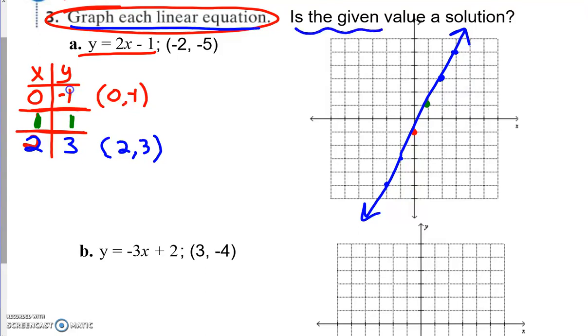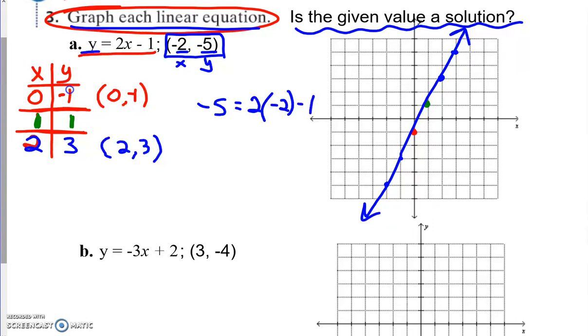Here's the second part. Is the given value a solution? The given value is this point right here. They want to know, is that a solution to this equation? Well, remember, the first value is x and the second is y. So what they want us to do is substitute negative 2 for x and negative 5 for y. So y is negative 5 in this case, equals 2 times x, which is negative 2, minus 1. Negative 5 equals negative 4 minus 1. Negative 5 does equal negative 5. That works. So is the given value a solution? Yes, this is a solution.